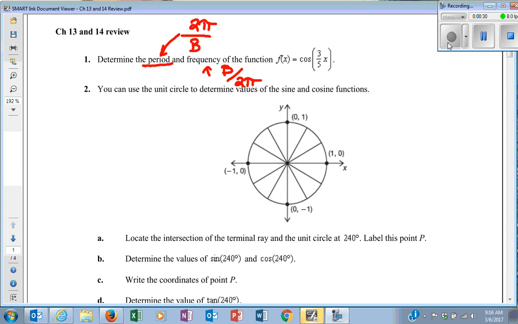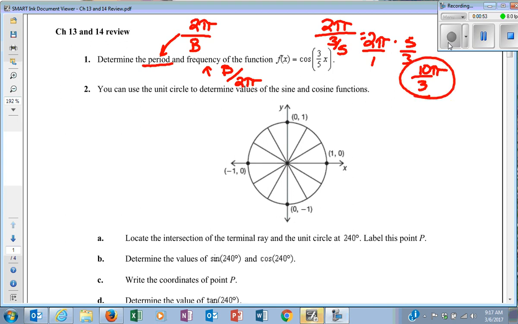And so what I do is I take 2 pi and I divide it by 3/5. We don't like dividing by fractions, so we rewrite this as 2 pi times the reciprocal of that, which is 5/3, which turns into 10 pi divided by 3. And that would be my answer for my period. I just use this formula. And then I noticed that the frequency is just the reciprocal of that, so my period equals this. My frequency is the reciprocal, which would be 3/10 pi. And that would be the answer.